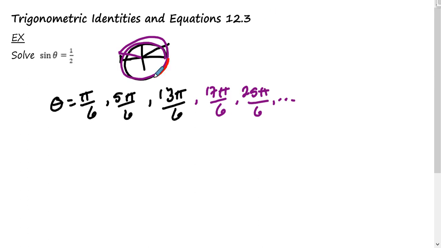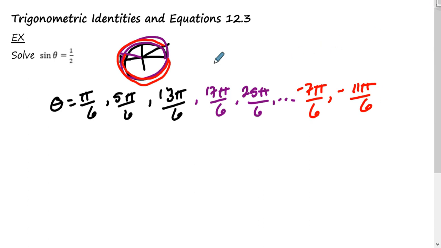I can go this way around. So that's negative pi and another pi over 6. So that's negative 7 pi over 6. And then I can go around negatively to here. That's 1 pi over 6 short of 12 pi over 6. So that's negative 11 pi over 6.